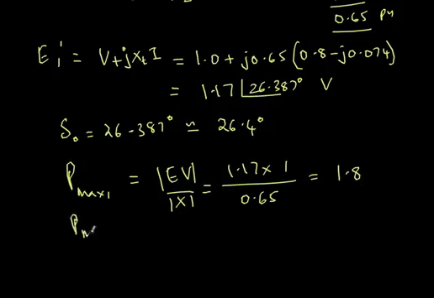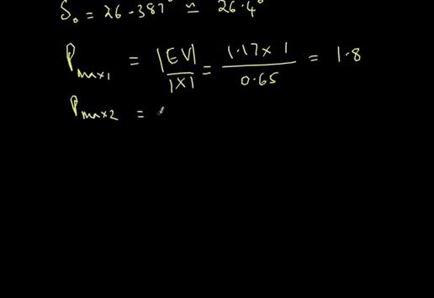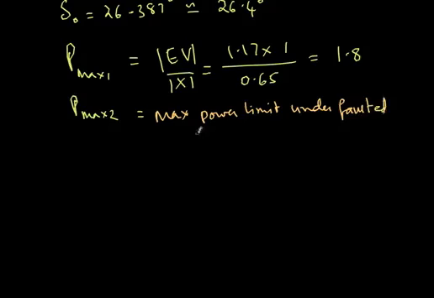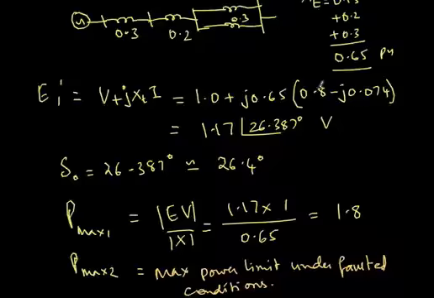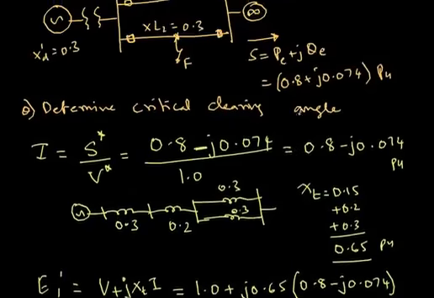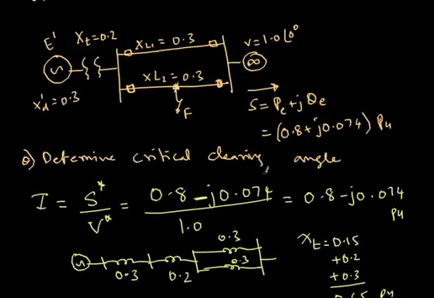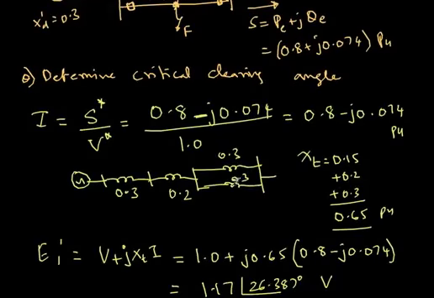What is Pmax2? So Pmax2 is when the line is under faulted conditions. So this is the maximum power limit under faulted conditions. So what happens during the fault? If I go up, the fault is at the midpoint of this. So in other words, the fault is at the midpoint of this.